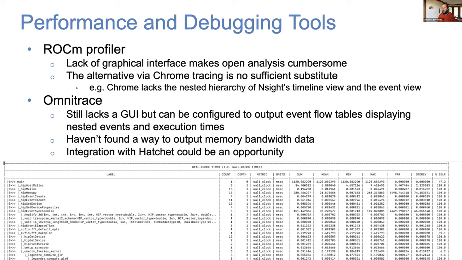Nsight Systems timeline view lets you do. We've also been approached by folks at AMD. Jonathan Madsen there is developing OmniTrace, which is very closely built on his Timemory tool, which makes me hopeful that this could maybe be integrated with Hatchet. That would be kind of neat. His tool gives you an output like the one that you see down here.